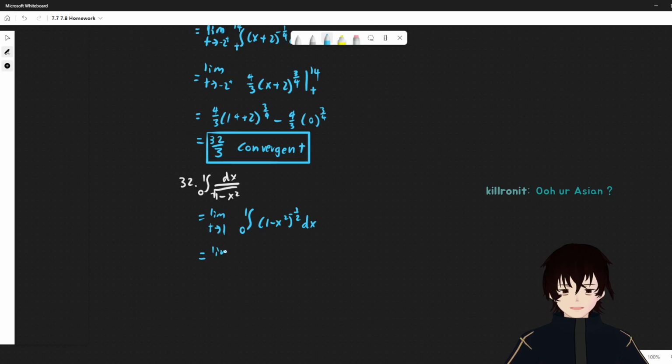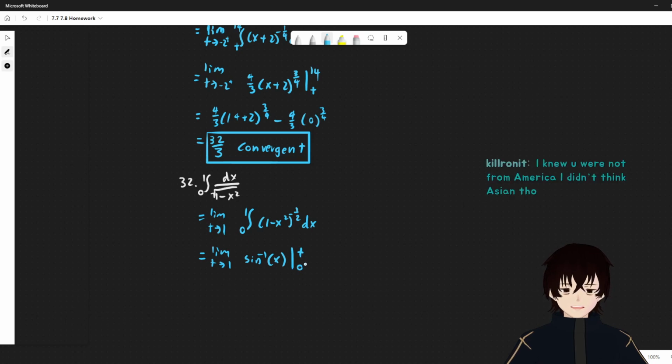Anyways, this is equal to the limit as t approaches 1 of the integral of 1 over the square root of 1 minus x squared. That is arcsine, isn't it? Arcsine of x from 0 to 1, or 0 to t.